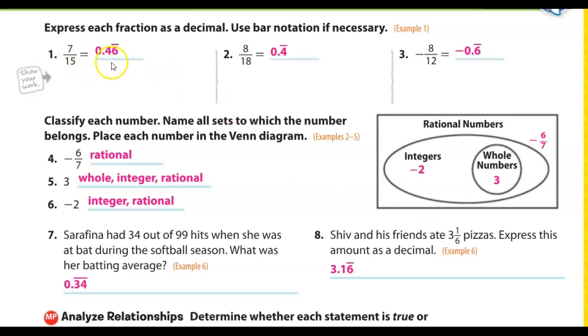Number 1 is 46 hundredths with the repeating 6. And the way you would solve that would be to divide the top number by the bottom number. 15 will not go into the 7, so you add the decimal, and make sure you put the decimal in the quotient as well. And then we're going to multiply.